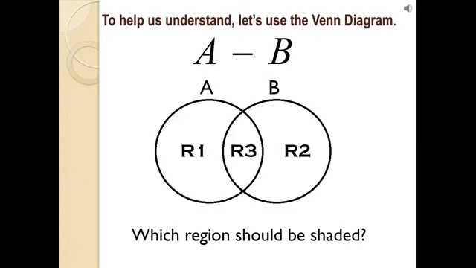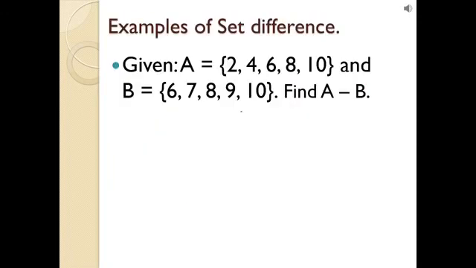Before having the examples, let's have the Venn diagram first. So what is A minus B? We are going to be focusing on A. Since region 3 has elements found in B, I will not be including the elements in region number 3. It's only in region number 1. Let's have an example to further understand the concept of difference. Okay, so take note, we will be focusing on set A.